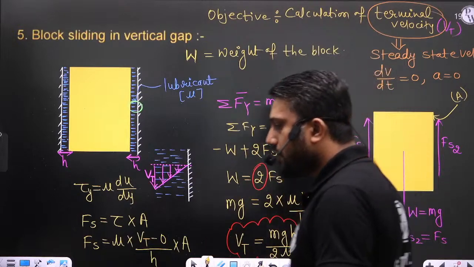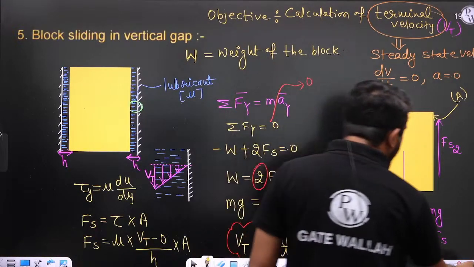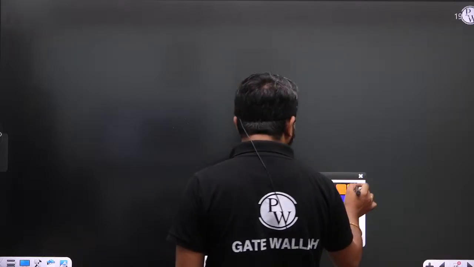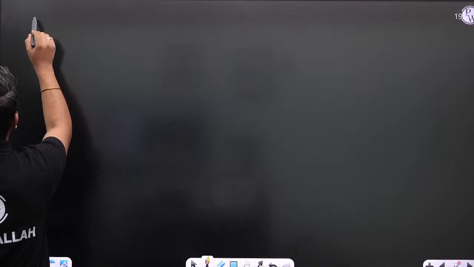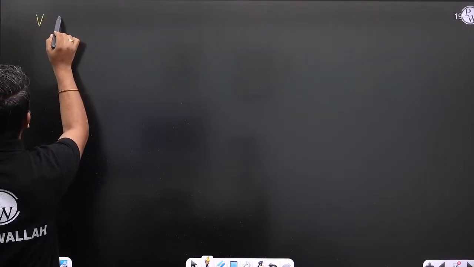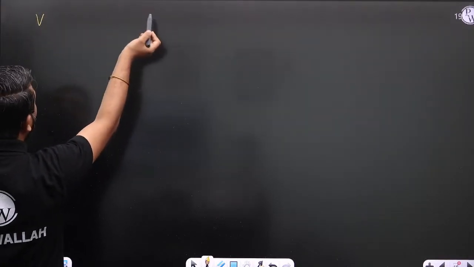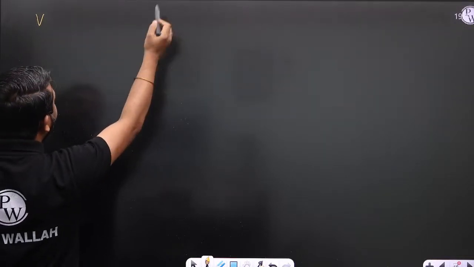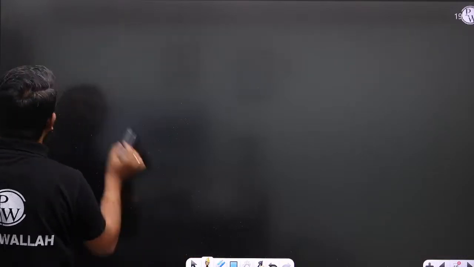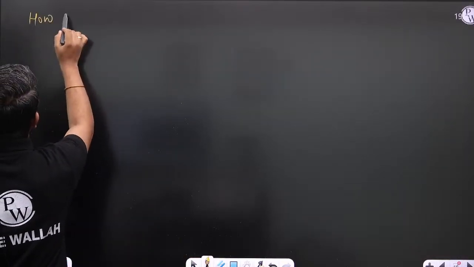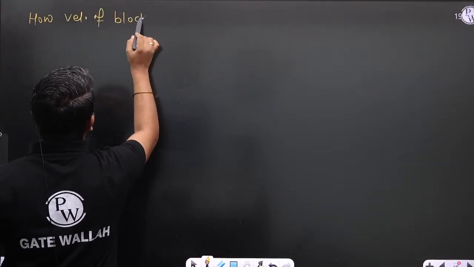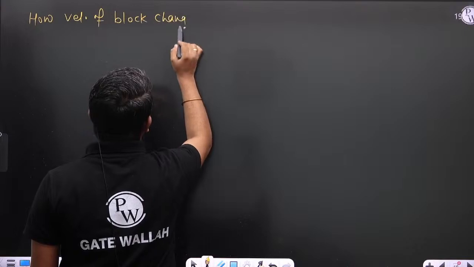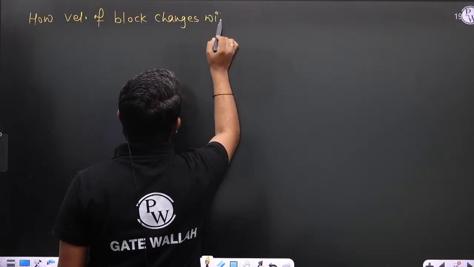Are you getting my question or not? Is the question clear or not? So beta, my question is simple. What is the relation between velocity versus time? How does the velocity of the block change with time? This is my question.